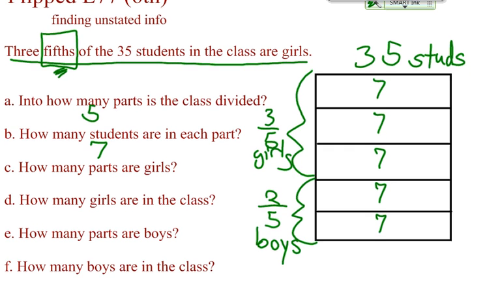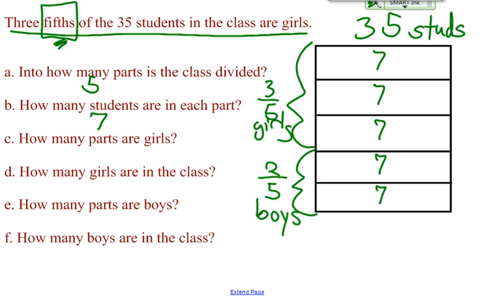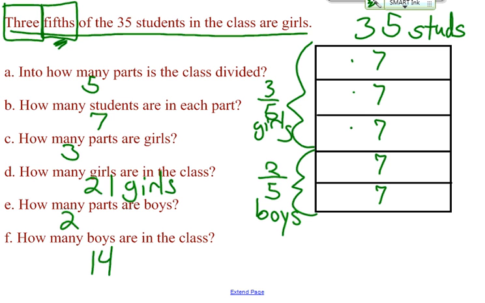Next, it asks us how many parts are girls. That's where we go back up to our original problem: 3 out of the 5 parts. How many girls are in the class? That'd be 7 plus 7 plus 7, or 7 times 3. So that's going to give us 21 girls. How many parts are boys? That would be the other 2 parts. And how many boys are in the class? That will give us 14 boys.